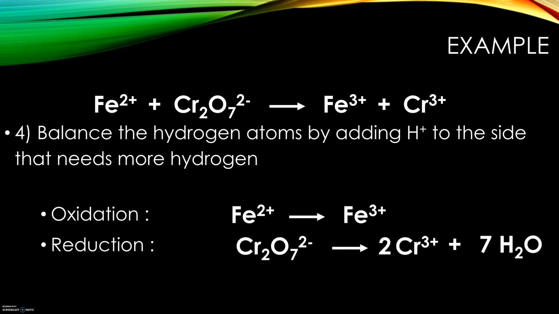Our next step, we now get to balance out the hydrogens. Again, oxidation doesn't have hydrogens, so don't worry about it. And then we move on to our reduction. If you look at our product, we have 14 hydrogen atoms on the right side, which means we now have to fix it by adding hydrogen ions. So if we have 14 on the right side, we must add 14 hydrogen ions on the reactant side. All right? Notice we have now balanced everything on each side, except for charges. That's our step 5.